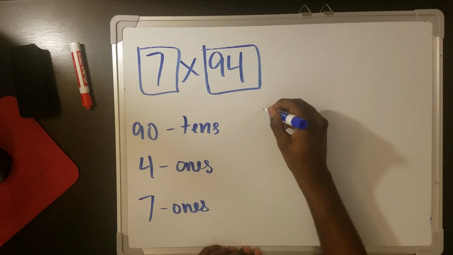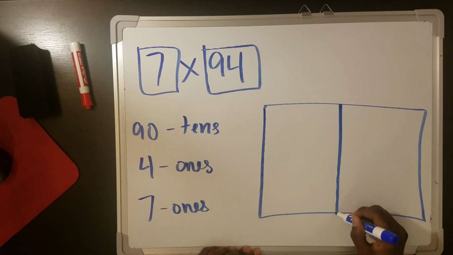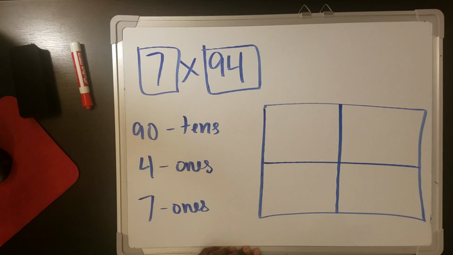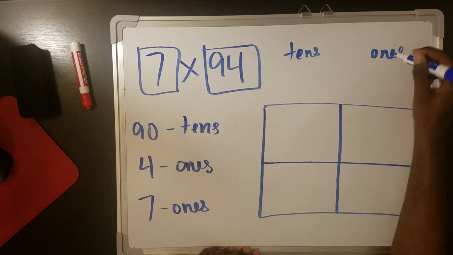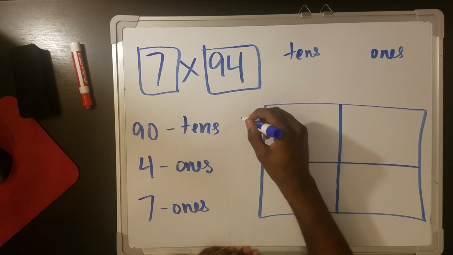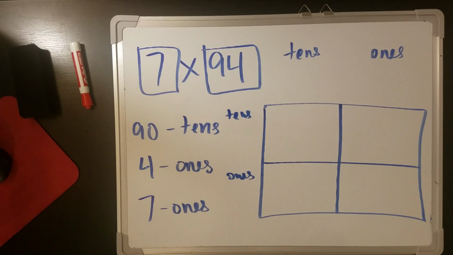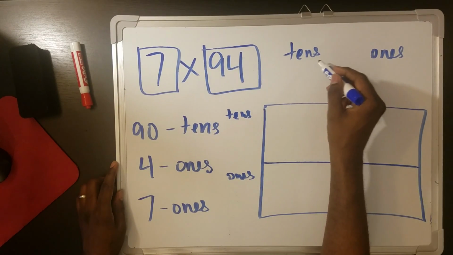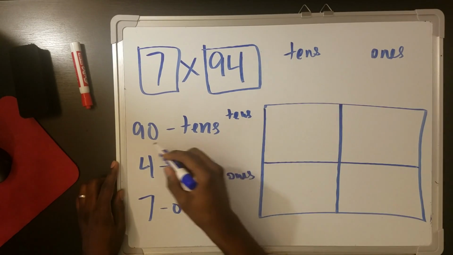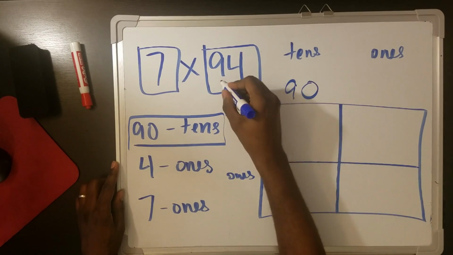So here we go. We make our Common Core box. Right? This is going to be the tens box. This is going to be the ones box. Likewise for this. This is going to be the tens box. And this is going to be the ones box. All right? So for 94, what part of the 94 is in the tens box? Well, we have it here. The 90 part. We have 9 tens.